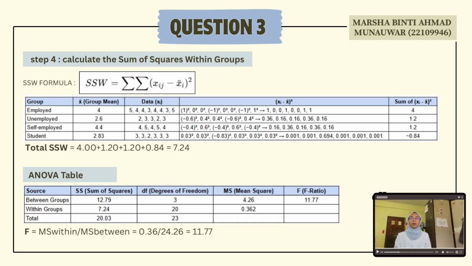So step 4, we compute the F statistic. Using the SSB and SSW, we calculated the mean squares, MS between, which is 4.26, and MS within, which is 0.362. When we calculated the F statistic, we get 11.77.